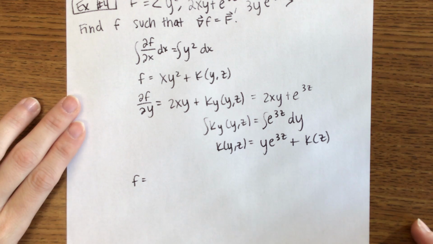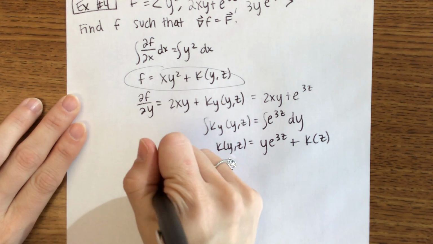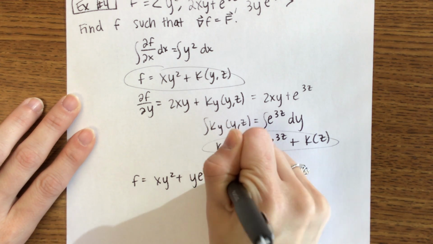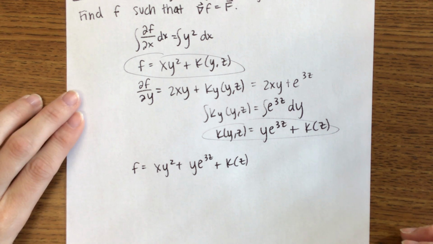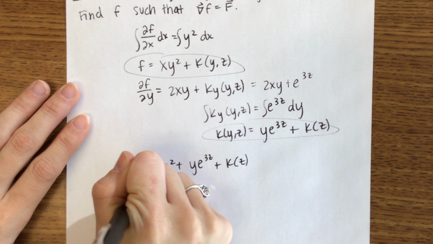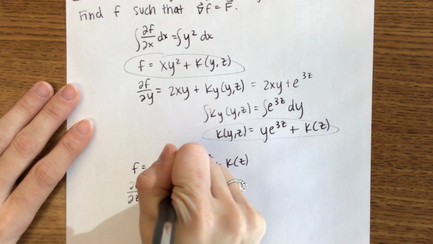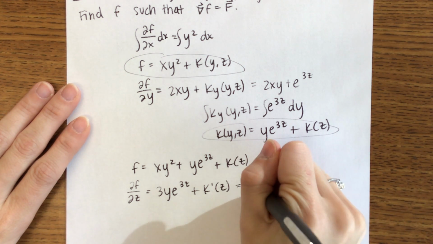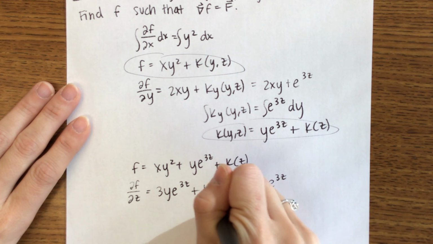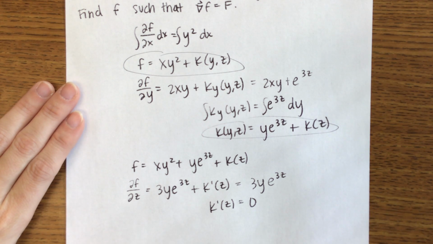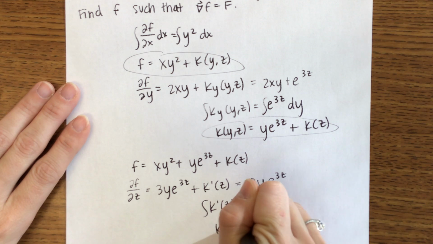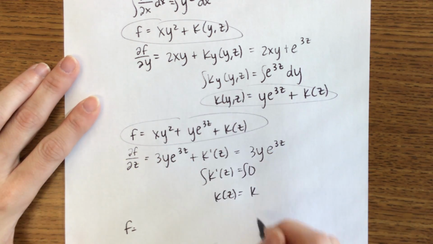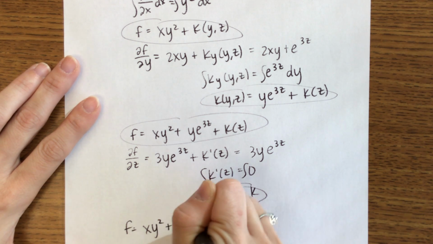So I want us to regroup and write what we know so far about f. All the way back here, f was xy squared plus k of y, z. So plus y e to the 3z plus k of z. So lastly, take the derivative of f with respect to z. We get 3y e to the 3z plus k prime of z. From above, that's going to be equal to 3y e to the 3z. K prime of z then is 0. If I integrate, k of z then is just some constant k. So our potential function is xy squared plus y e to the 3z plus k.